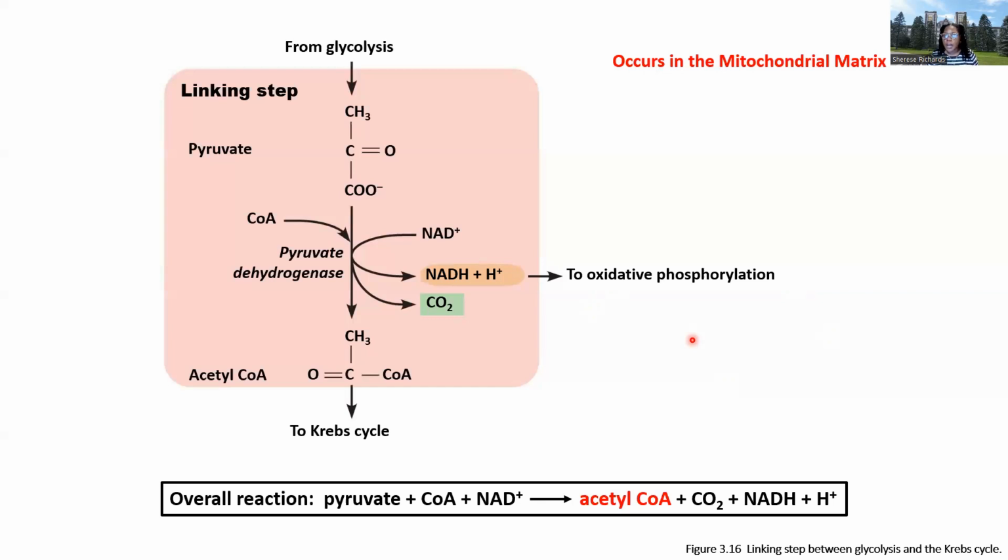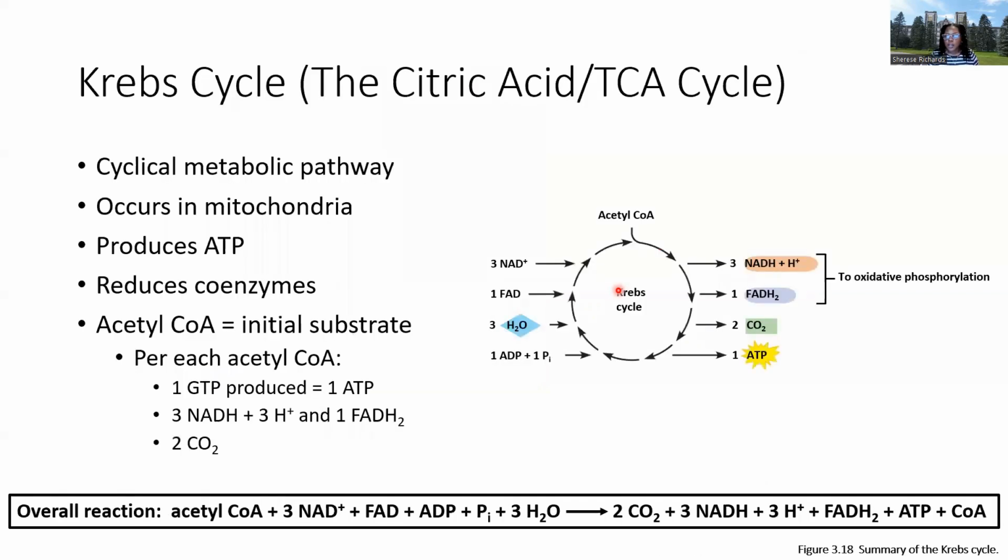Now, the other thing I want to point out here is that from glycolysis, we made 2 pyruvate. Here, we're only looking at what happens to a single pyruvate. So in the grand scheme of things, for 1 molecule of glucose, we generated 2 pyruvate. Therefore, we're going to generate 2 acetyl-CoA. This step is going to happen twice for every molecule of glucose. I hope that makes sense. Let's move on to the Krebs cycle.